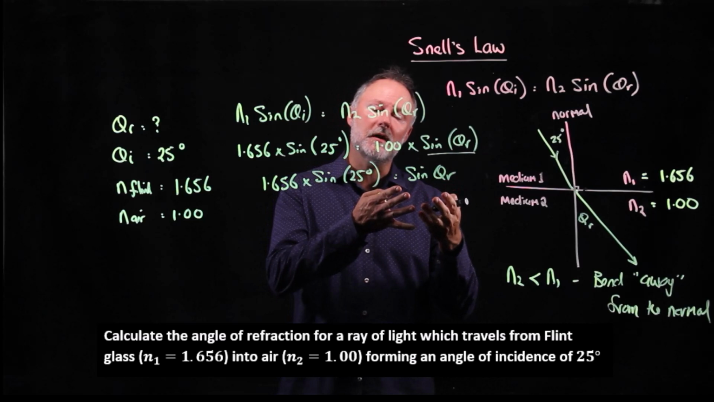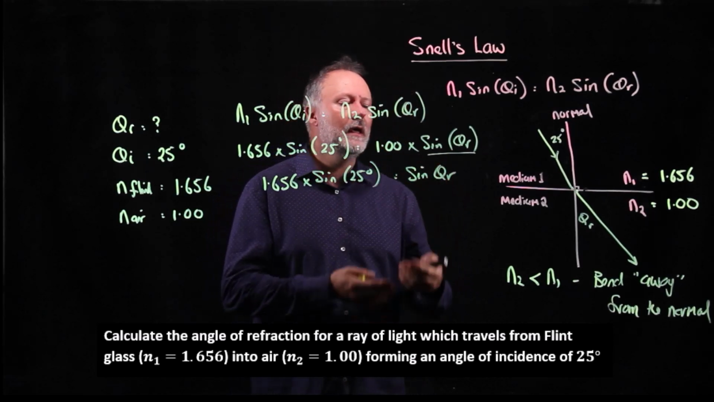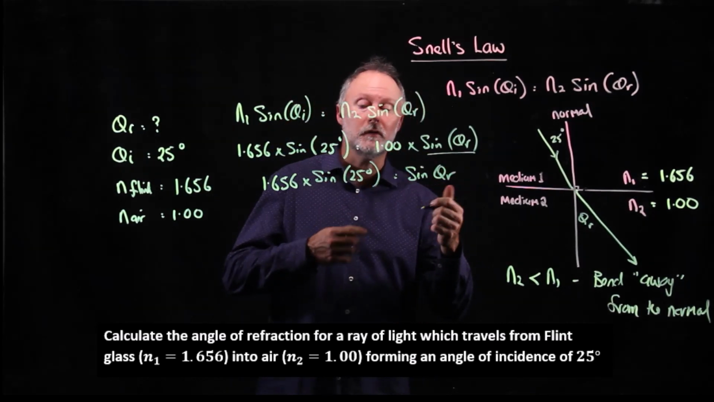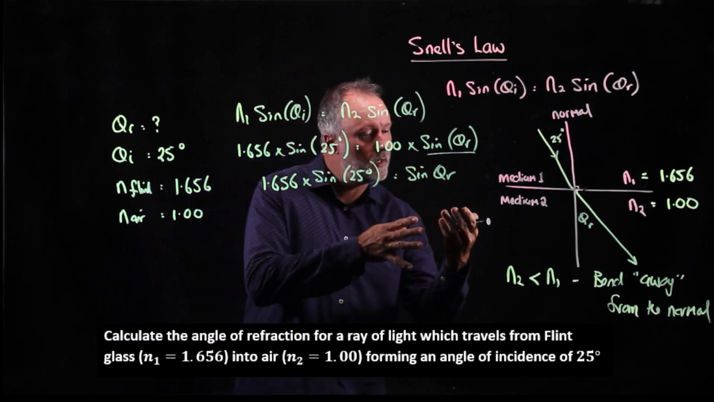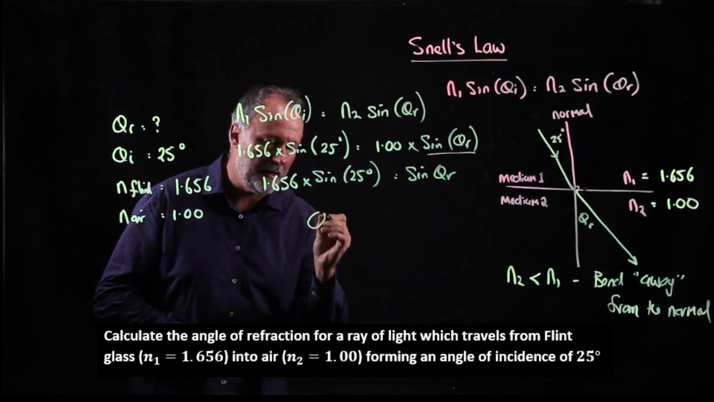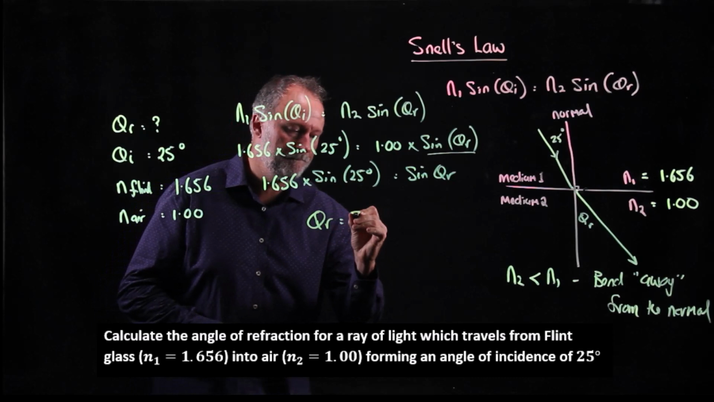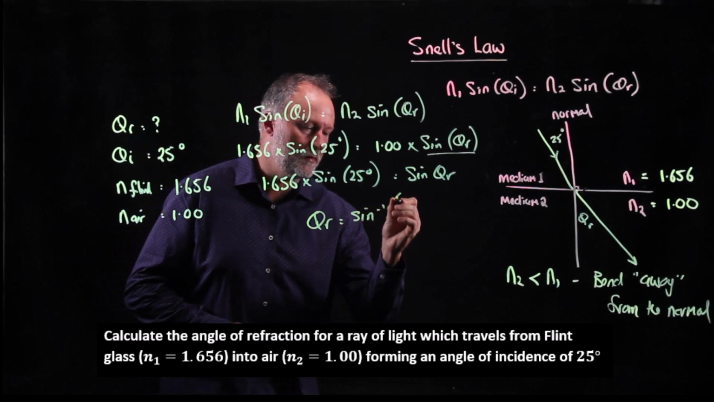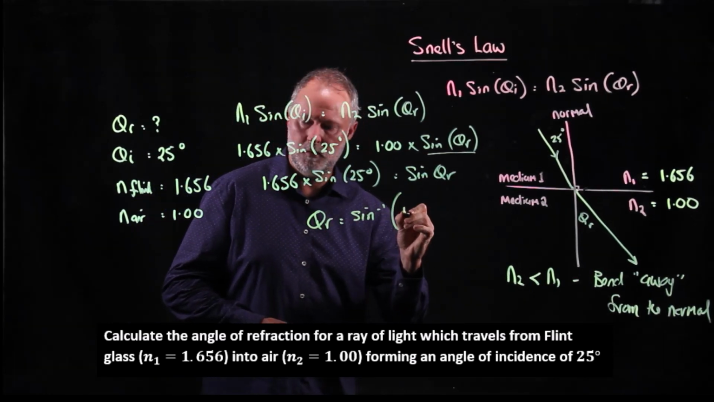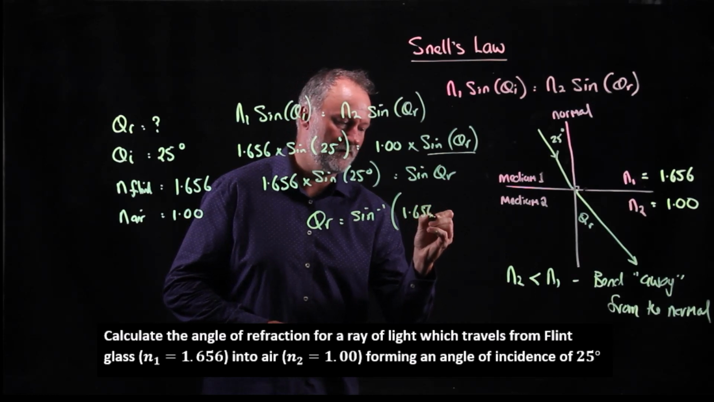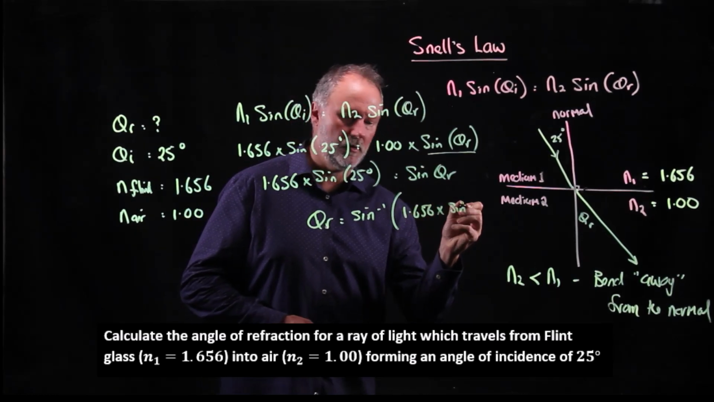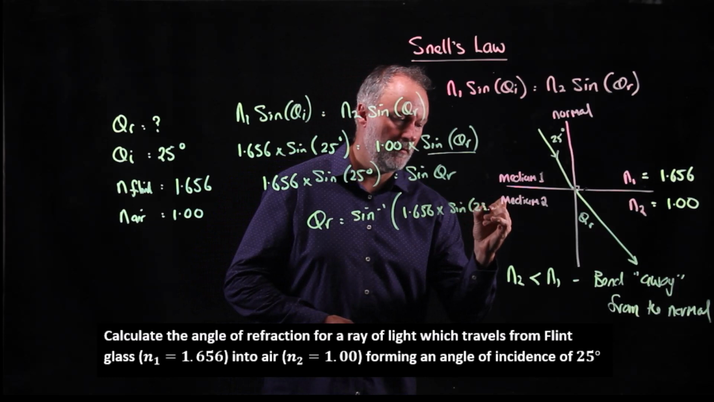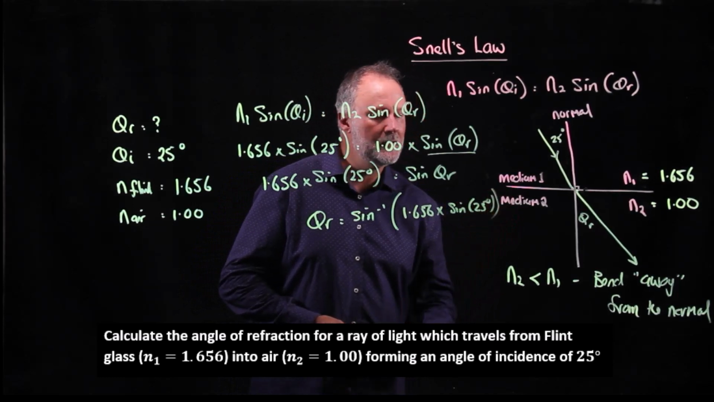At the moment it has this mathematical function involving a sine. To get rid of the sine, I need to use the inverse sine function. What I do on one side, I must do to the other. So my angle of refraction will be the inverse sine of 1.656 times the sine of 25 degrees.